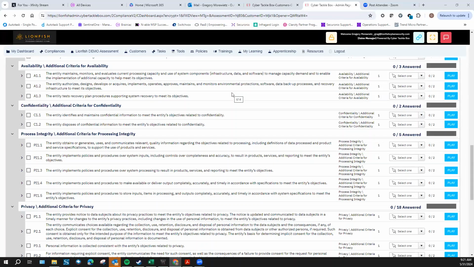The entity identifies and maintains confidential information to meet the entity's objectives related to confidentiality. So you want to make sure that you encrypt all of your information that is confidential, and that you mark it as confidential. There's marking software. There's also watermarks that you can put into your information that say it's confidential. You want to make sure that when someone logs into their computer, they're presented with a confidentiality statement that says by logging in you agree to understand that information within the corporation is confidential.